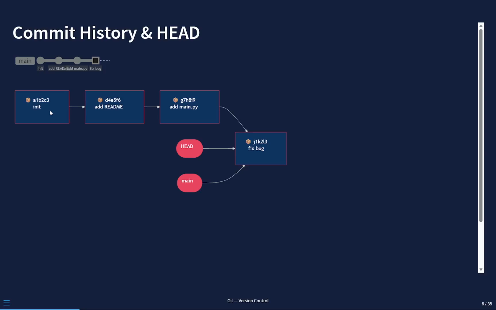Each commit box contains a short hash and a message. Each one has an arrow pointing back to its parent. You can see 2 pointers at the end. Main and HEAD both point to the latest commit, J1K2L3. So what exactly is HEAD?